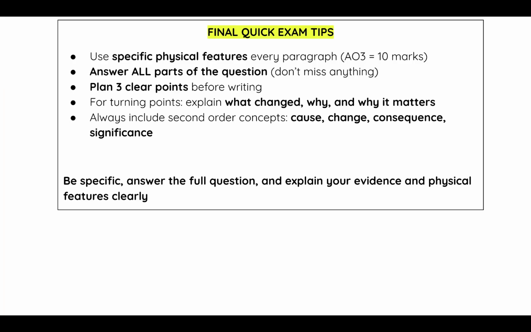So, final quick exam tips. Use specific physical features in every paragraph. Okay, that's your AO3 marks. You're going to get your 10 marks out of your physical features. Answer all parts of the question. Okay, because they're going to use that criteria that we've looked at, A to N, to create the questions, and they might use two bits of criteria for that, so make sure you are addressing each part of the question.